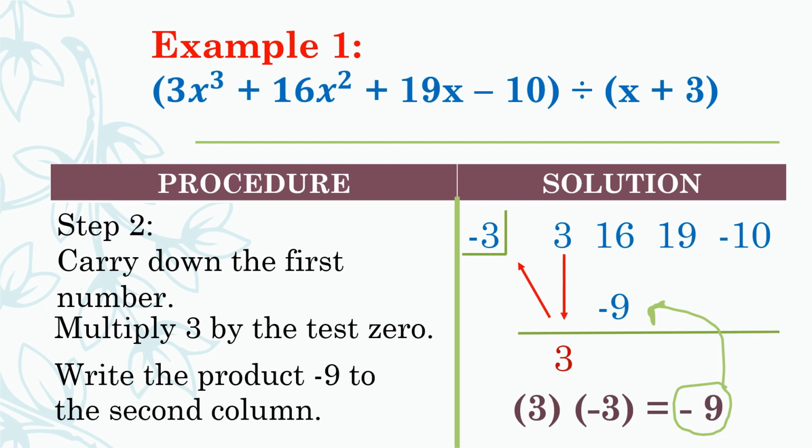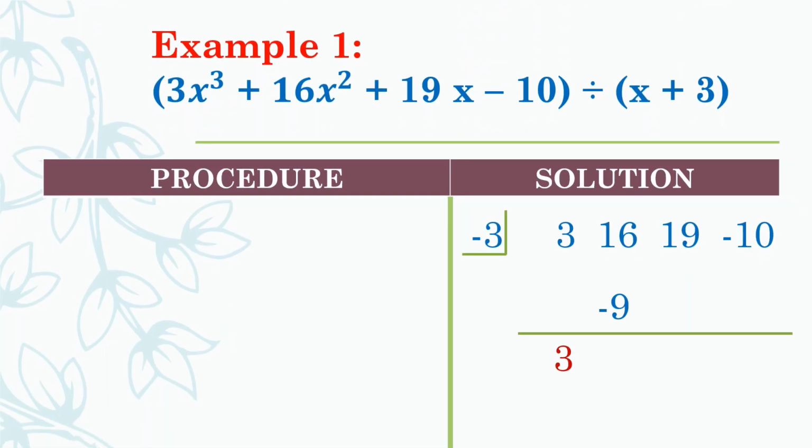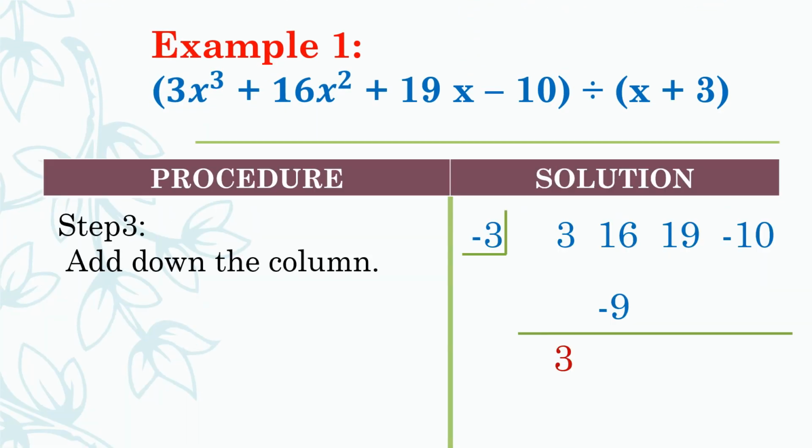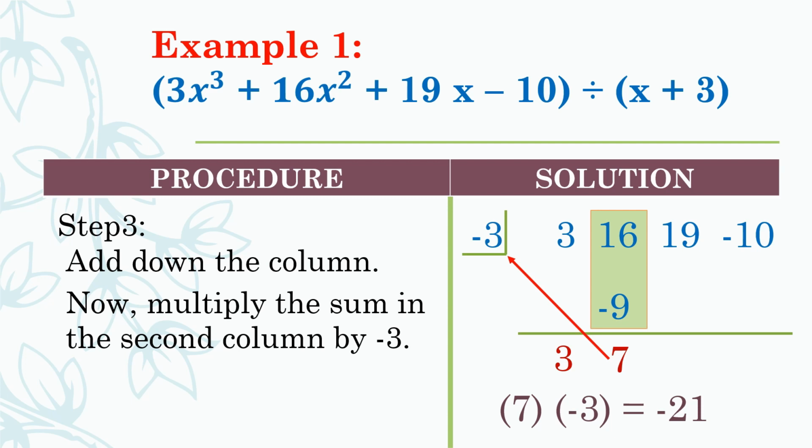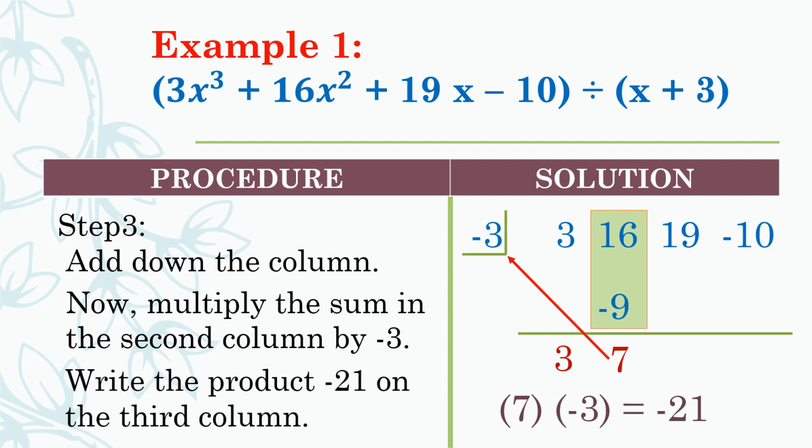Next, step number 3. Add down the column. 16 plus negative 9 is equal to 7. Multiply the sum in the second column by negative 3. So, 7 times negative 3 is equal to negative 21. Write the product negative 21 in the third column.